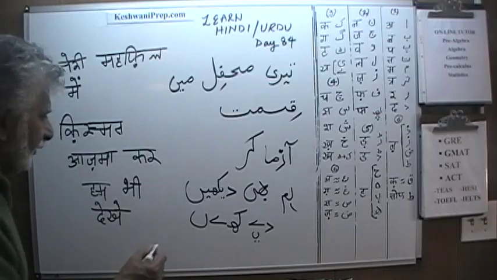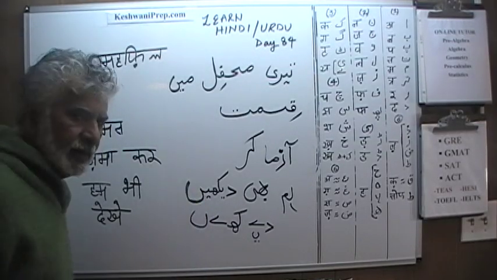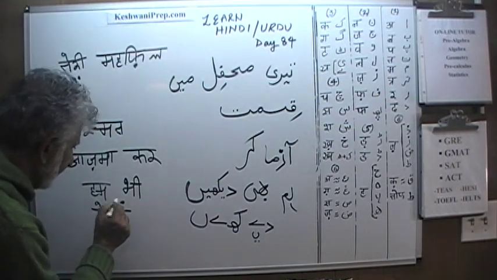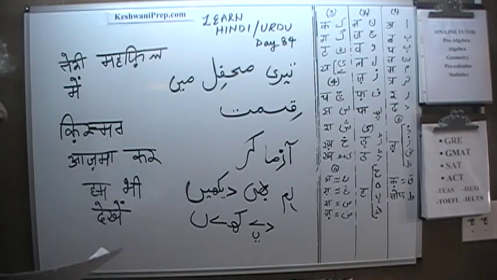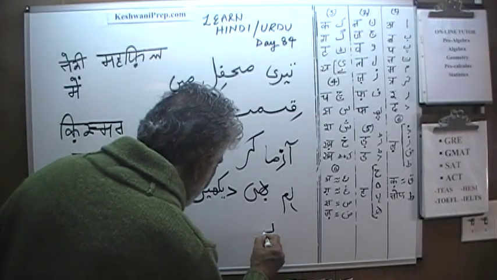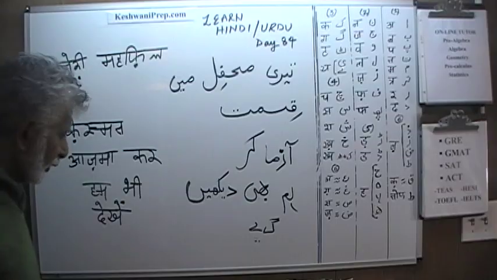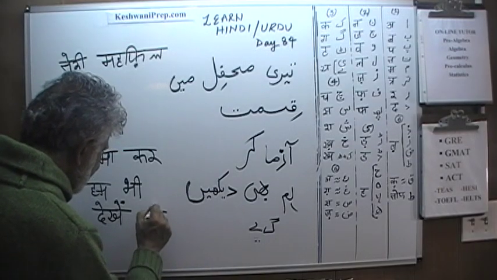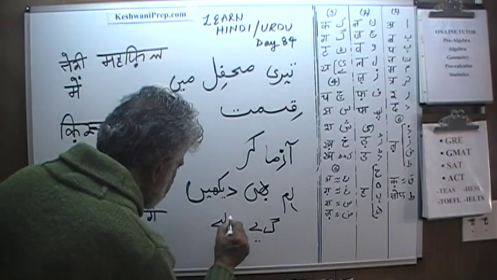Dekhenge. And since it has a noon ghunna at the end, noon ghunna tells us that it is not dekhe, it is dekhen. So we need a dot on top of it. Dekhen. गे is very straightforward. That's the gaf. And a badi ye gives us a choti ye ki matra. Gaf, g, choti ye ki matra. There you go. Let's put them together. There you go.